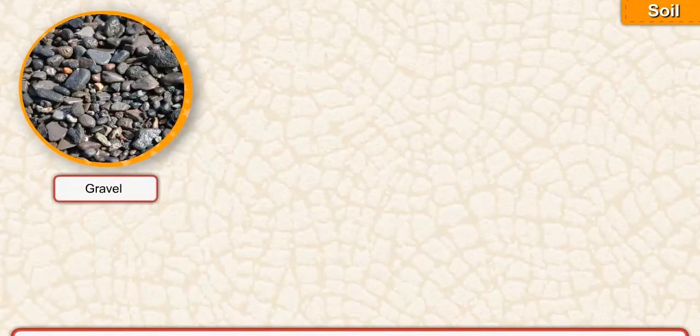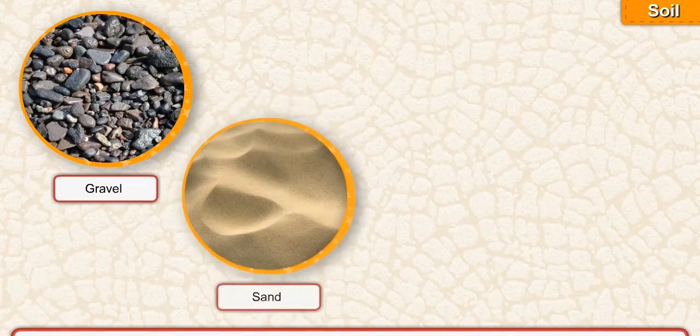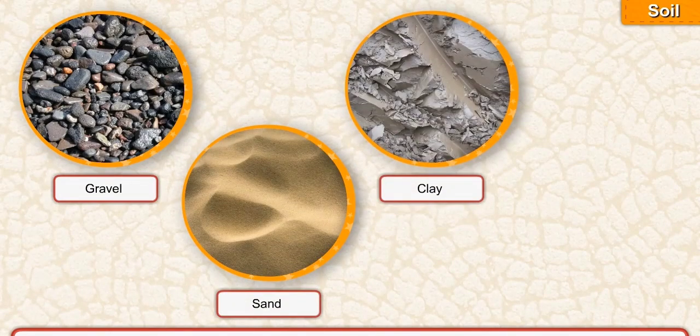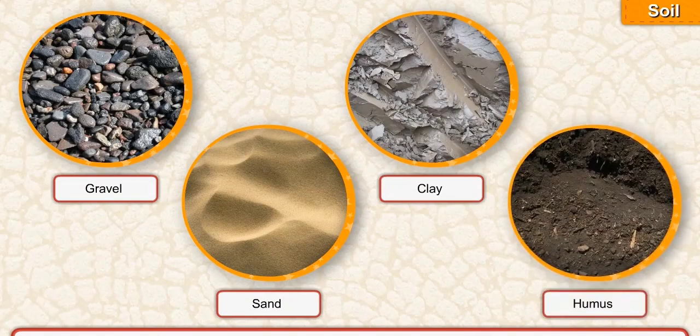Soil is made up of gravel, sand, clay particles, and humus.